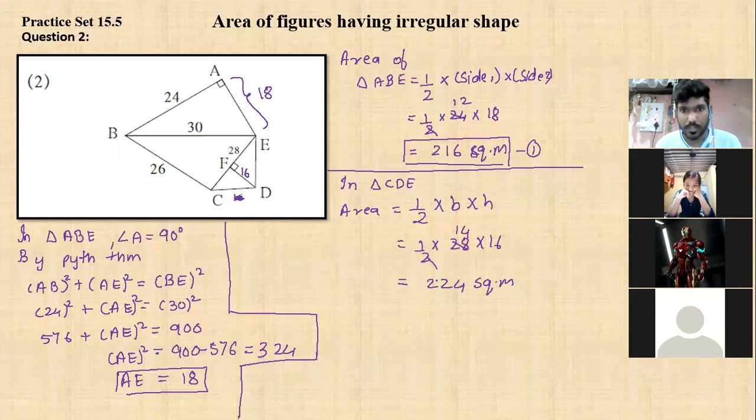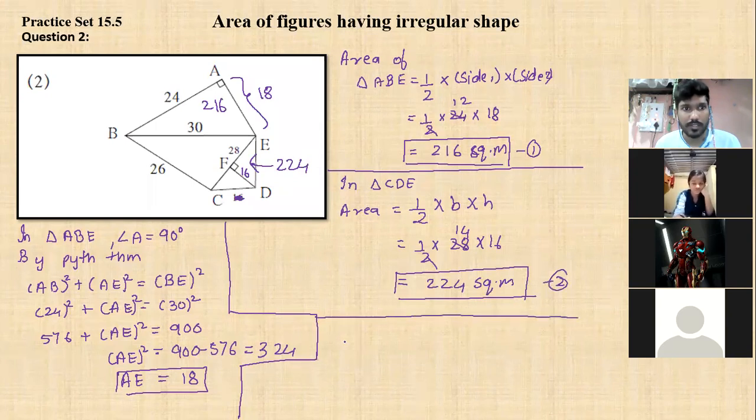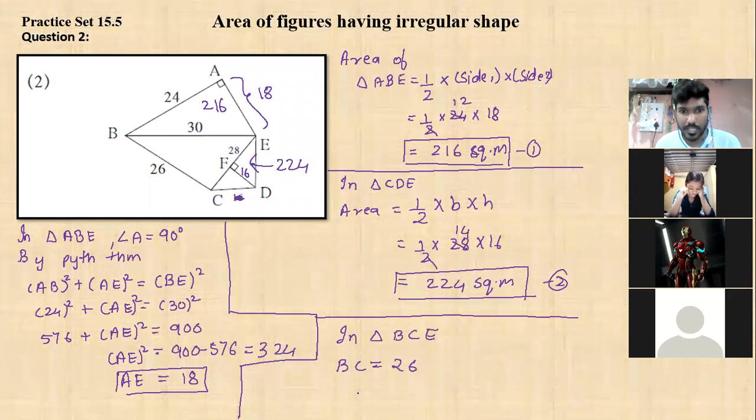So this becomes the area for the second triangle. I'll just write here. This is 216 in the figure, this area is 224. Now if you look at the last triangle, that is BCE. In triangle BCE, BC is 26 length, BE is 30, and CE is 28.